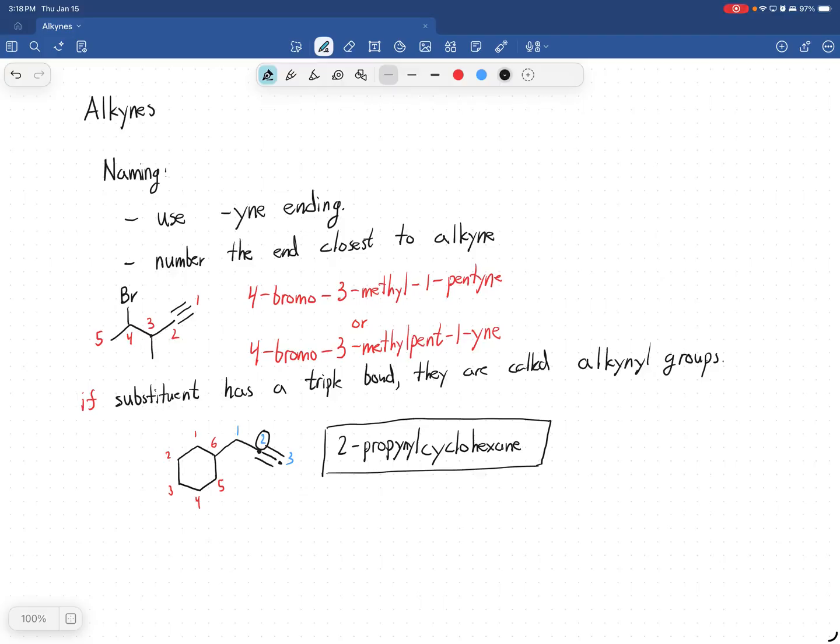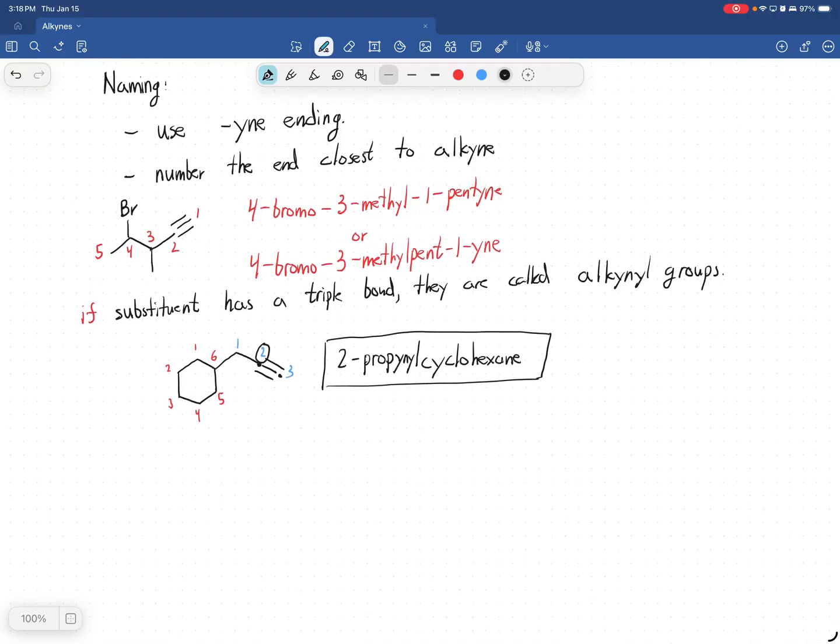Okay, but for the nomenclature, I want you to be able to name alkynes as if they were on the parent chain. That's the thing I'm focusing most on. Any questions about alkyne naming in general? Next, we're going to go to situations where we have both alkene and alkyne in the same molecule. Can you give another example of that alkynyl group?